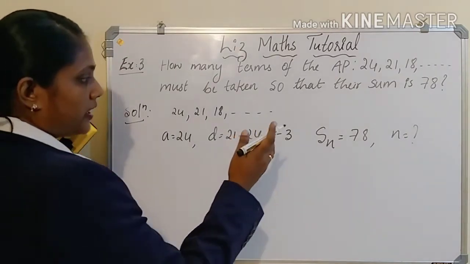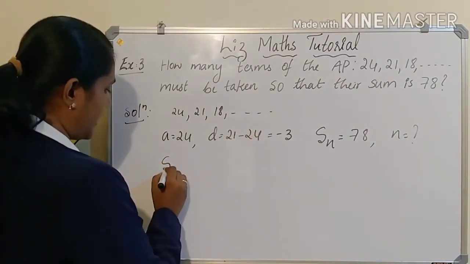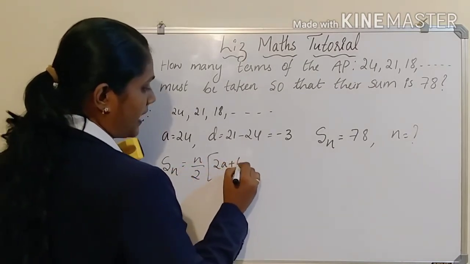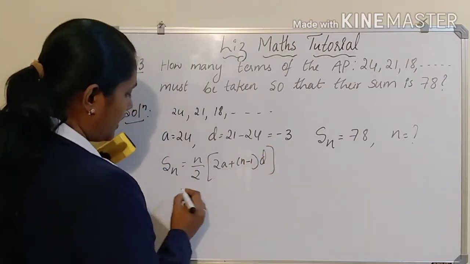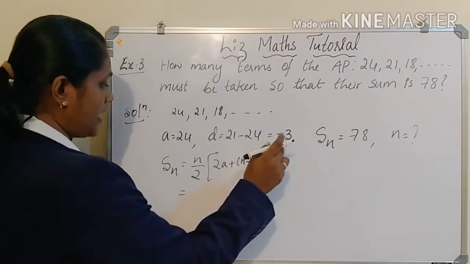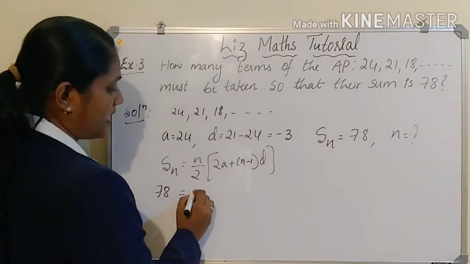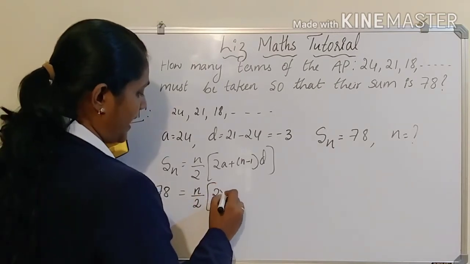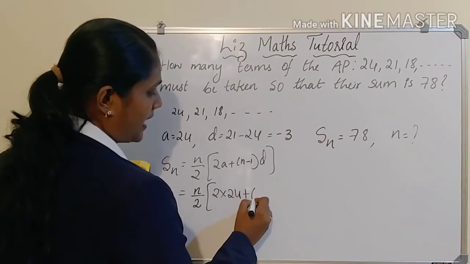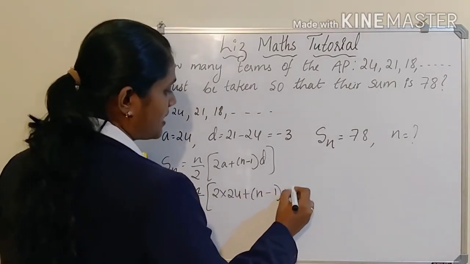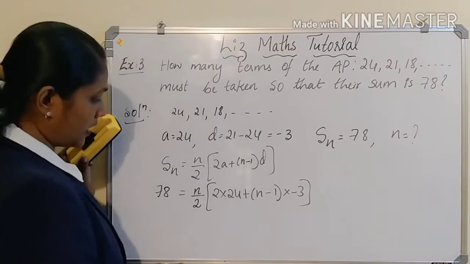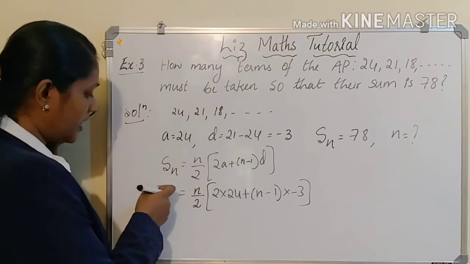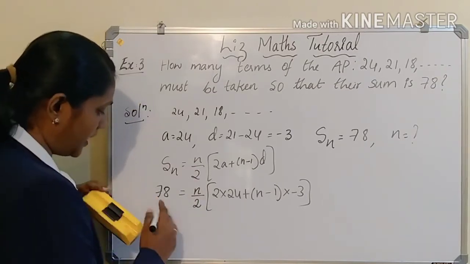So here initially you go for taking the sum formula, Sn is equal to n by 2 into 2a plus n minus 1 into d. See here, Sn is given how much? 78. N is not given, so write n as it is, into 2, a is given 24 plus n minus 1, and d is given as minus 3. So go for the solution. 78. Now take this 2 here, division. You can take this side. So 78 into 2 here you will get.